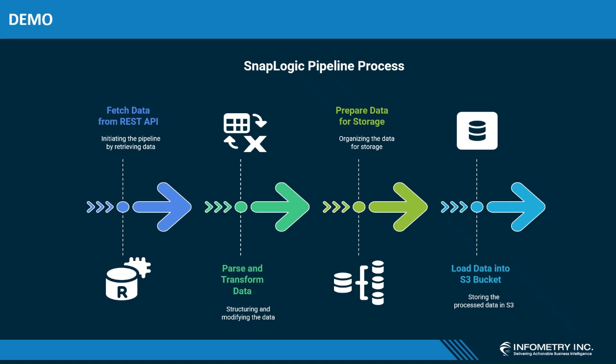Finally, the processed data is loaded into an S3 bucket. SnapLogic writes the fully transformed dataset into S3, where it can be used for analytics, reporting, or downstream processing.